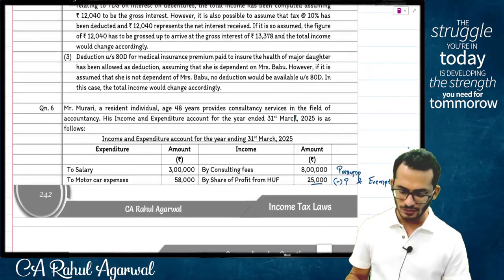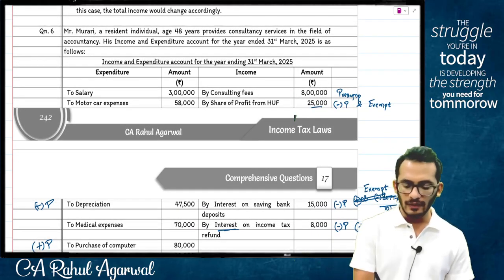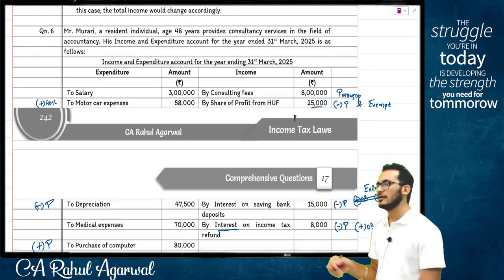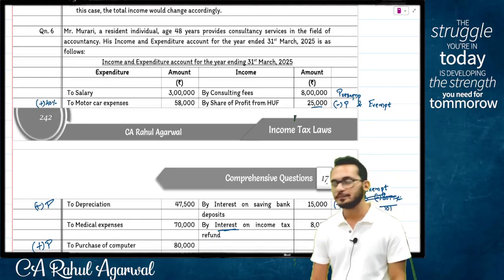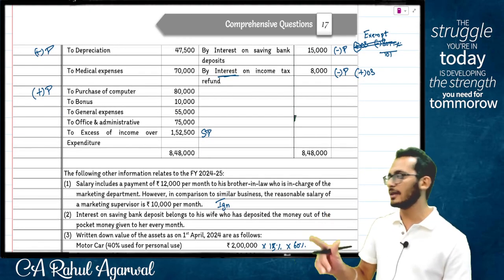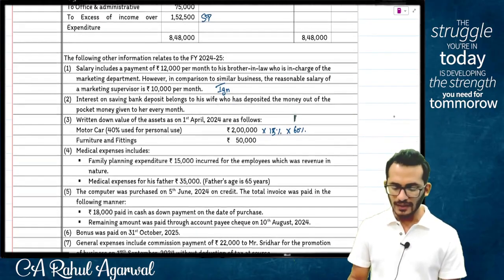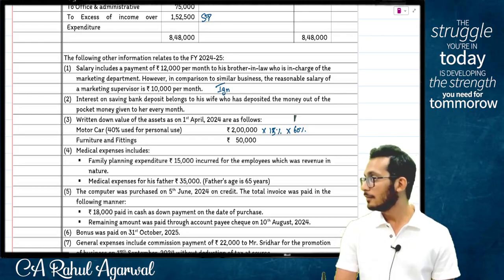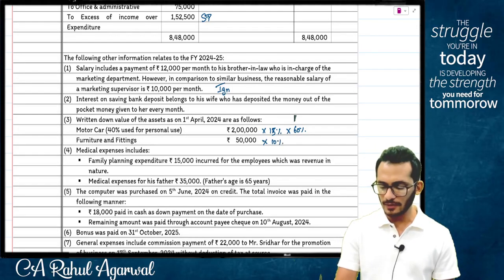Yes, I have a motor car expense in which I have to now disallow 40% of the expense because personal in nature. That's what I said, people. Sometimes linkings will be there multiple places. Be careful. Next, I have furniture and fittings 50,000 rupees to be allowed at 10% rate depreciation.